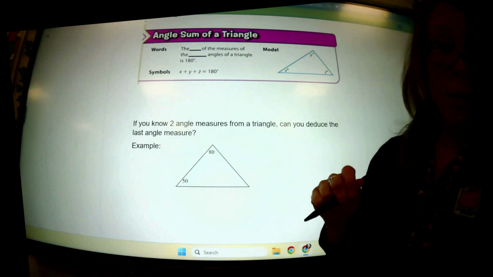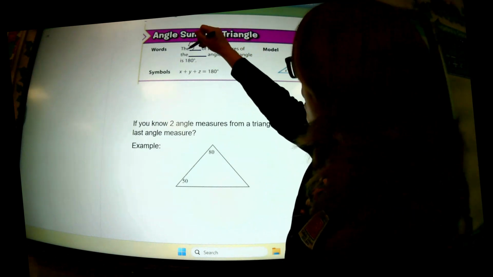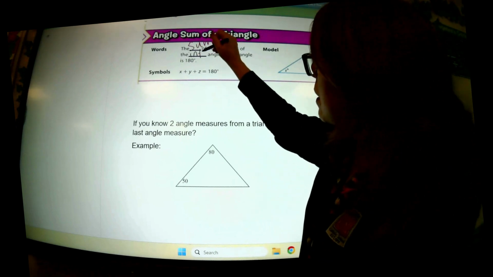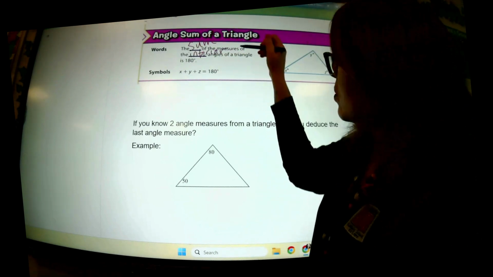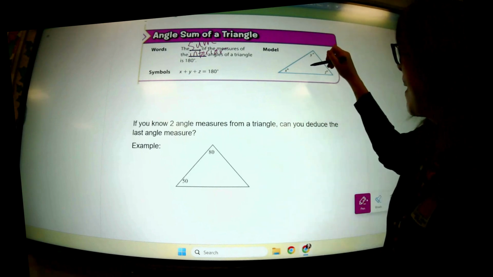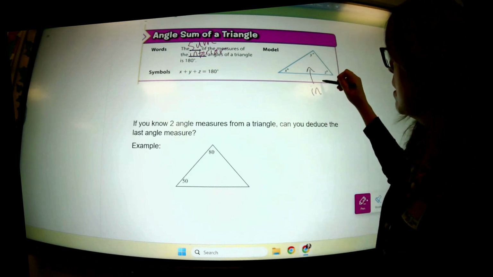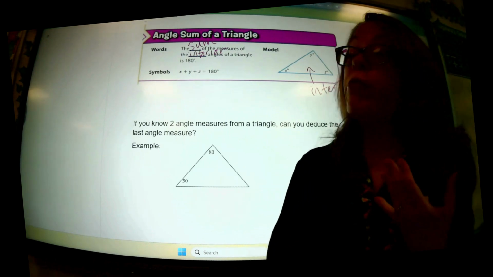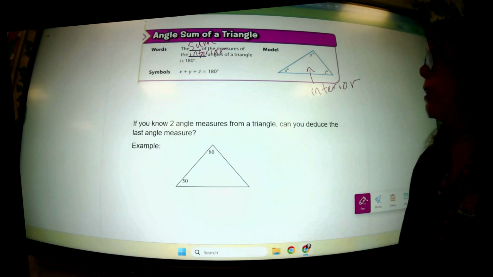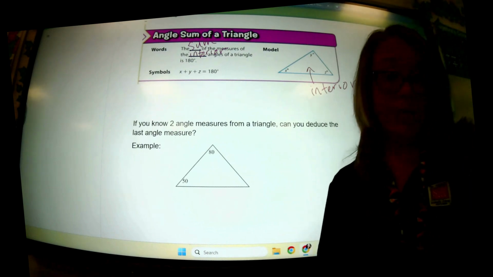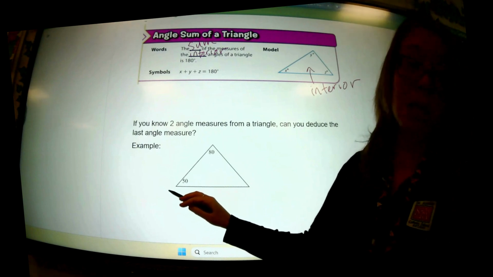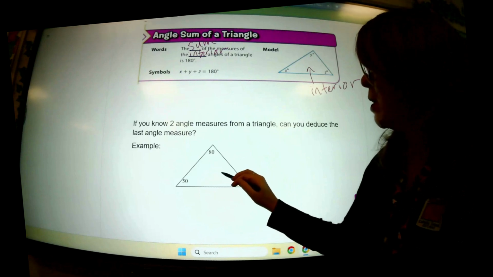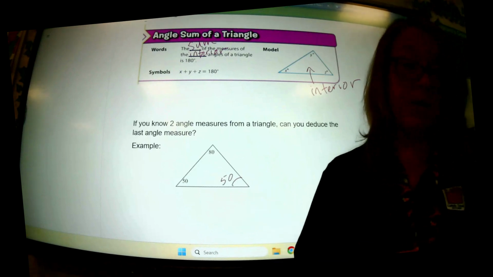So if we're going to talk about that mathematically, then the sum of the measures of the interior angles of a triangle, so those are the angles that are inside of the triangle, they all have to add up to 180. So if you know two angle measures from a triangle, can you deduce the last angle measure? So if I know this one's 50 and this one's 80, then I know my last one here has to be also 50 because they have to add up to 180.